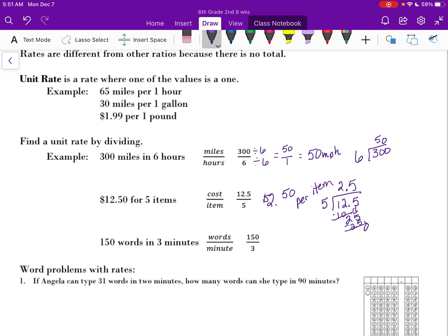Okay, and then the last example we have is 150 words in 3 minutes. So it'd be 150 over 3. So 150 divided by 3 would be 50 again. That was an accident. So 50 words per minute.